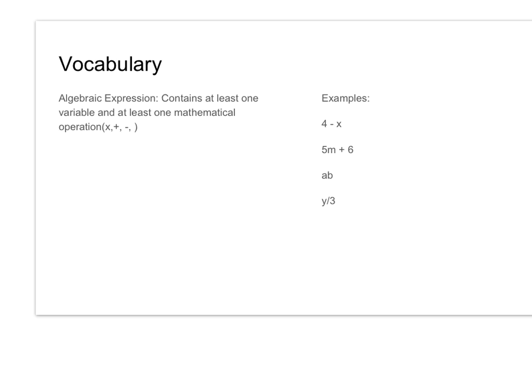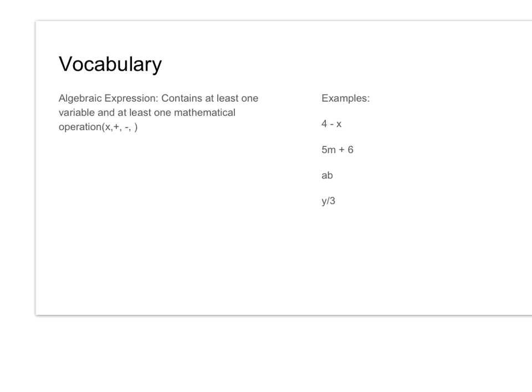Another vocabulary word we need to know is an algebraic expression. It's going to be different than a numerical expression, which is what we've been working with, but it's only a little bit different. It contains at least one variable and at least one mathematical operation. Remember, when we're talking about operations, it's multiplying, adding, subtracting, dividing.